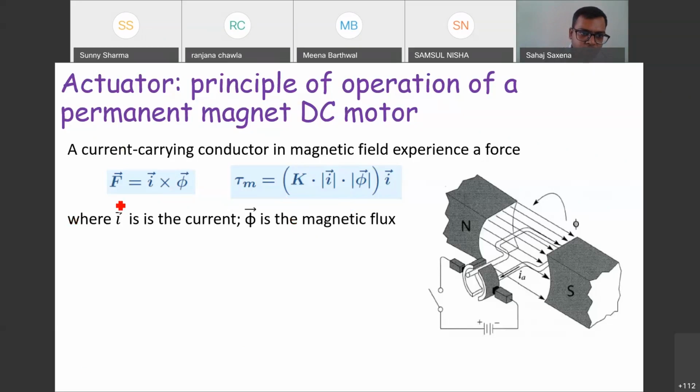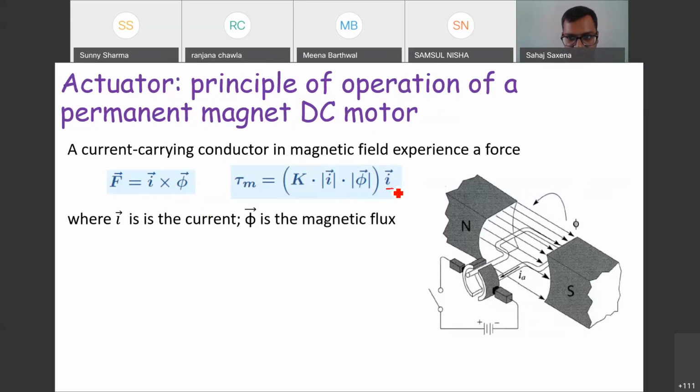So the force is basically I cross phi, where phi is my magnetic flux and I is the current, and this cross symbol is basically the vector multiplication, or in terms we call it a cross. So we have a force because it is a vector quantity, so we have a direction here. Of course, because of the force, there will be a torque and my conductor will try to move. So the torque basically depends on the current I.